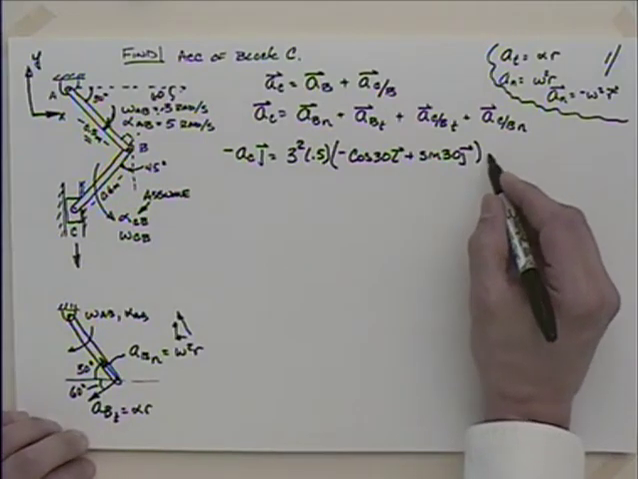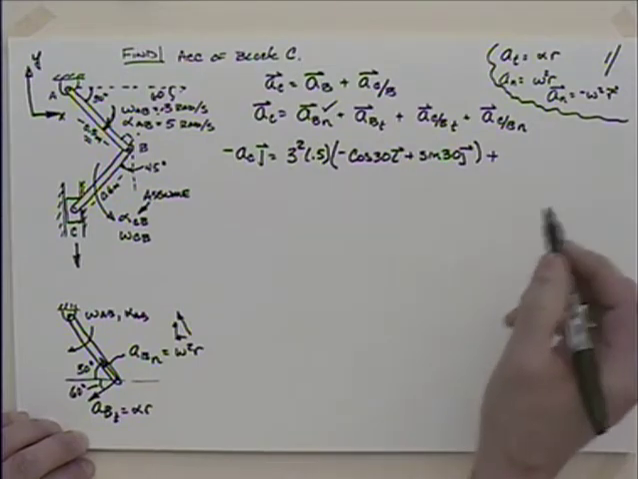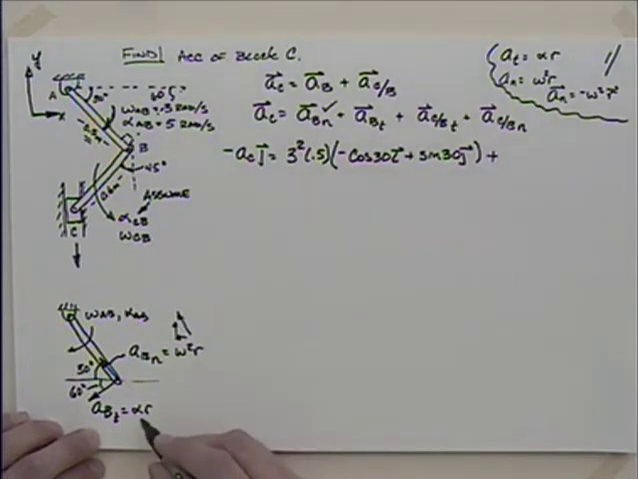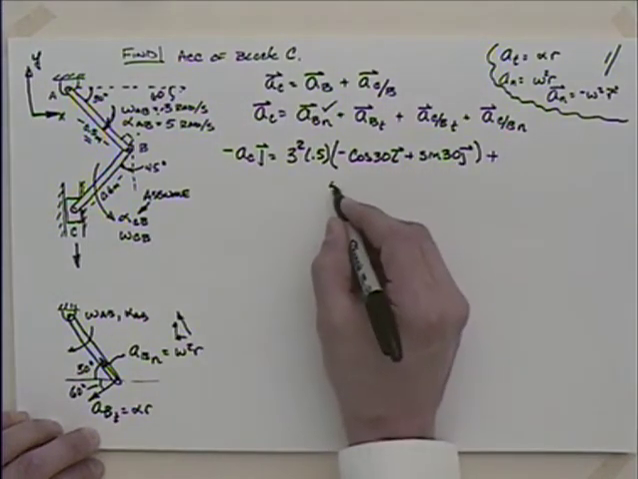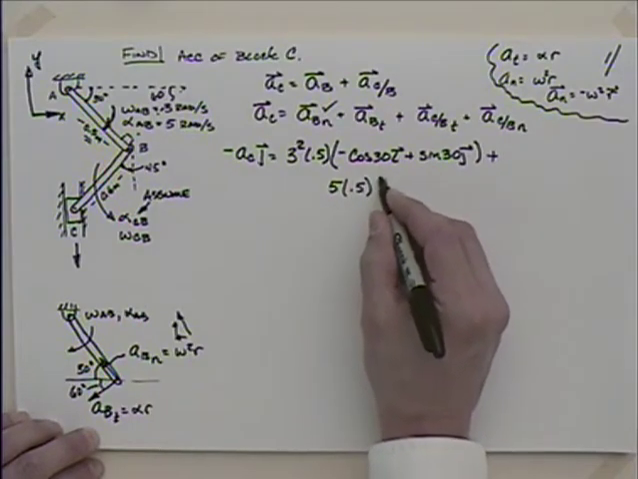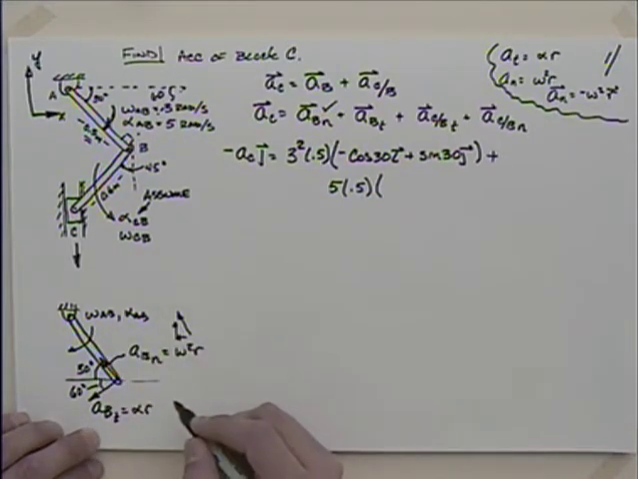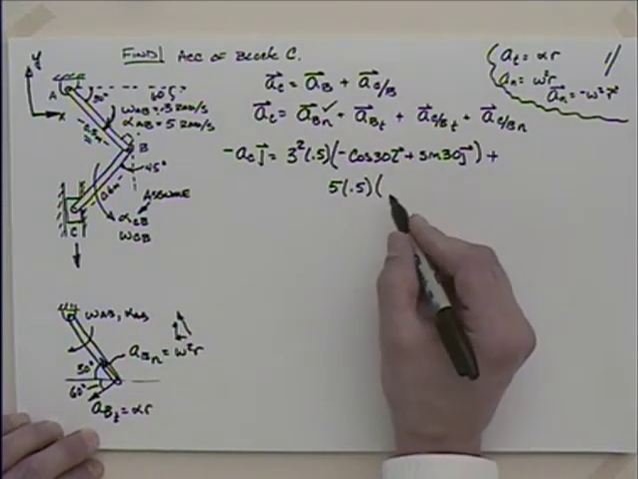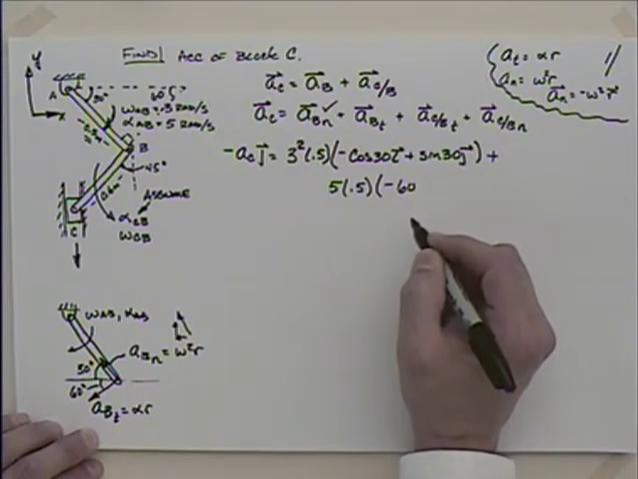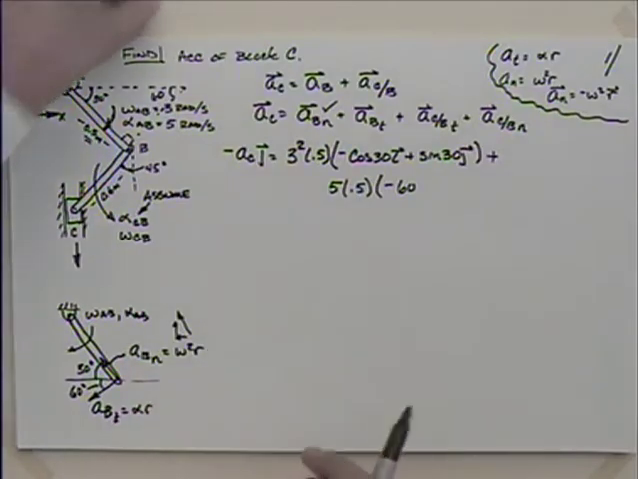So then we'll add to this. I've done this piece, so now I need to do the tangential. What's the tangential? Alpha. What's alpha on this thing? 5. 5 times r, which is 0.5, times now I need to get the direction for r. I'm just multiplying that through. So what am I going to have there? Minus 60. No, let's see, 0.5. Did I do that right? I guess it's cosine of 60, isn't it?